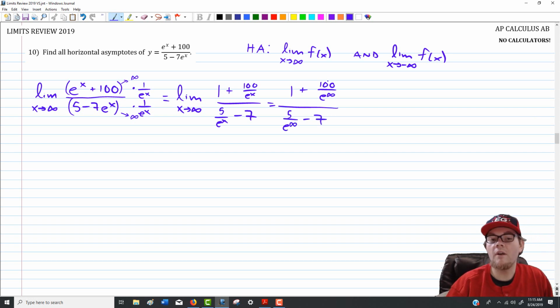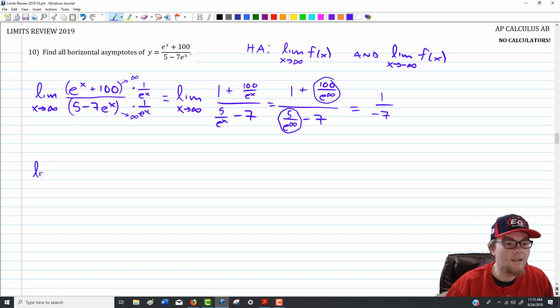Well, we've talked about this before. E to the infinity is going to be infinity, which means 100 divided by infinity goes to 0. Ditto with 5 over e to the infinity, which means our value is 1 over negative 7, and that tells us we get one of our horizontal asymptotes. I'll label it at the very end. The second limit we have to evaluate is as we approach negative infinity, so going in the opposite direction. In this case, same exact function. Of course, that was the question.